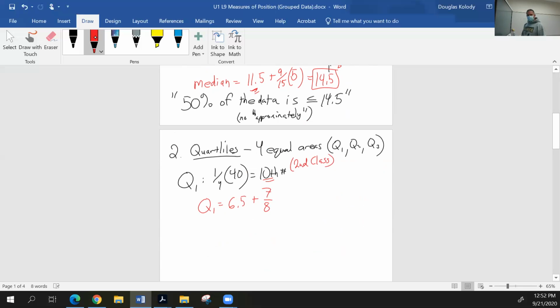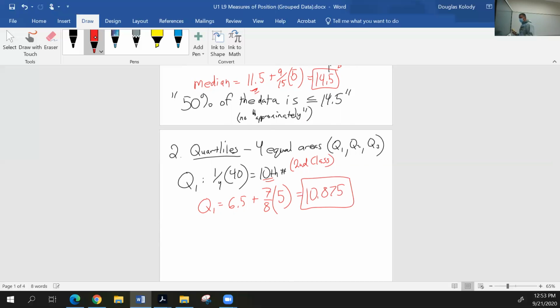So let's think about what we just did right there. The second class has 8 numbers to pick from. To get to the 10th overall number, we need 7 of those 8 numbers. I hope that was a clear way to explain that. 8 numbers are in the second class. We need 7 of those 8 numbers to get to the 10th overall number. Then don't forget, it's of the distance from point A to point B. So it's the width times the width. You always multiply by the class width at the end. And if you do that, you'll get 10.875.